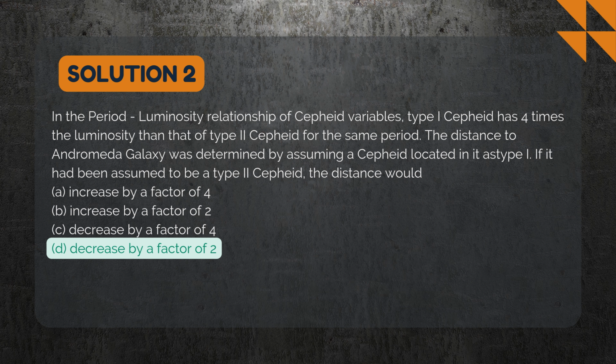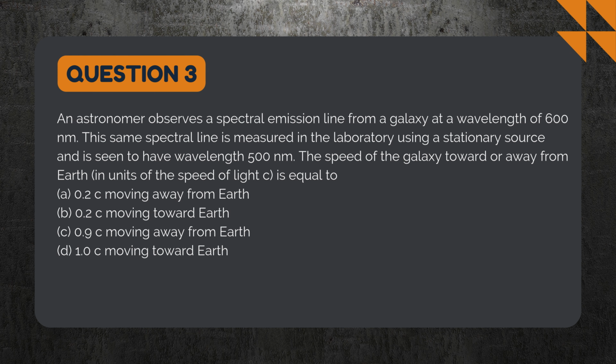Let us check the next question, similar to the first problem. Question 3. An astronomer observes a spectral emission line from a galaxy at a wavelength of 600 nanometers. The same spectral line is measured in the laboratory using a stationary source and is found at 500 nanometers. What is the speed of the galaxy toward or away from Earth in units of the speed of light? Is it A, 0.2 times the speed of light moving away from Earth, B, 0.2 times the speed of light moving toward Earth, C, 0.9 times the speed of light moving away from Earth, or D, 1.0 times the speed of light moving toward Earth? Pause the video and try to answer.